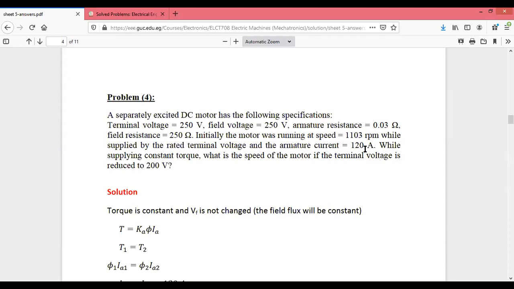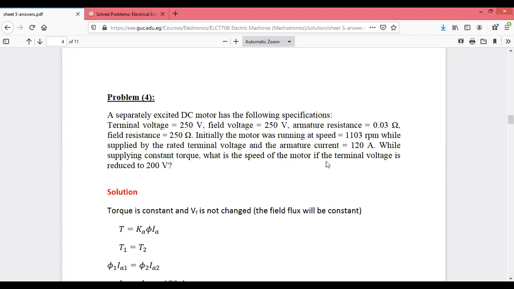Here the armature current IA1 they have given is 120 ampere. While supplying the constant torque, torque is directly proportional to phi and directly proportional to armature current. We have seen these concepts in our previous session. So we can take T1 equal to T2 because we are supposed to take constant torque. So you can take phi 1 IA1 equal to phi 2 IA2. They have given the IA1 value.